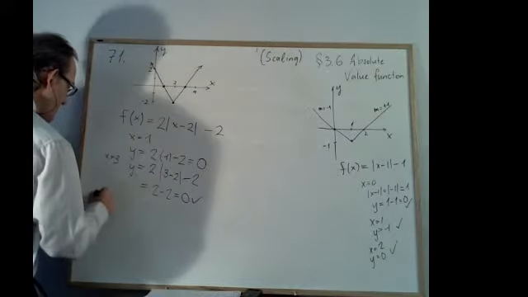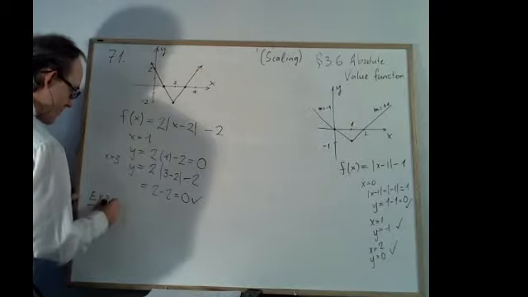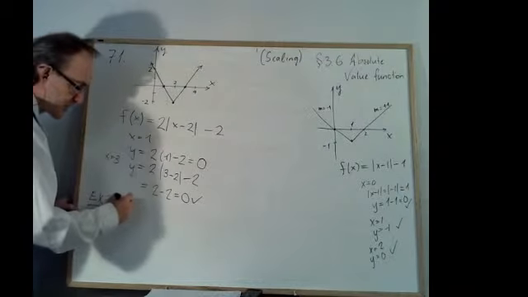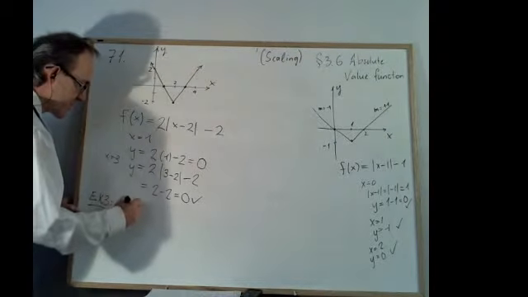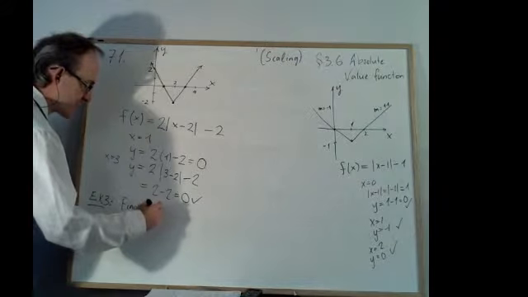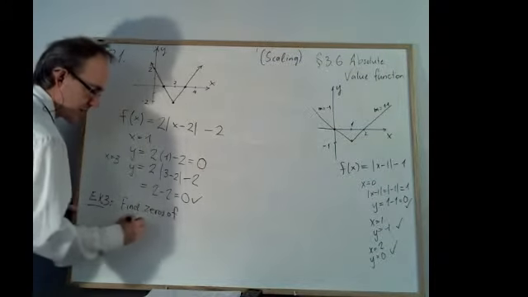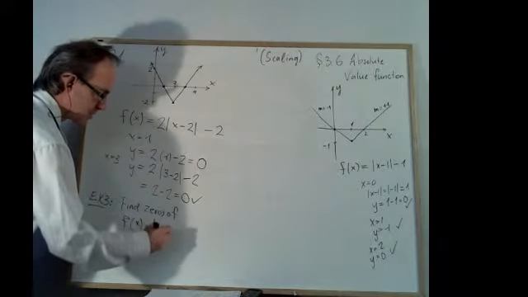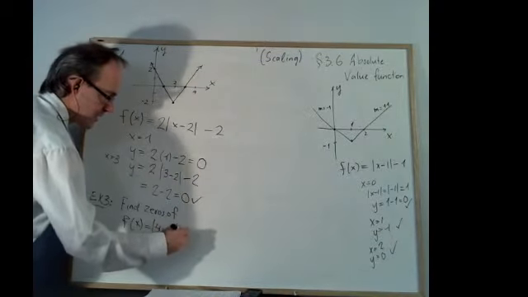Now there's an example also involving absolute value functions, to find the zeros of a function involving absolute values. So let's just do that one. Find zeros of f of x is equal to absolute value of 4x plus 3, minus 5.